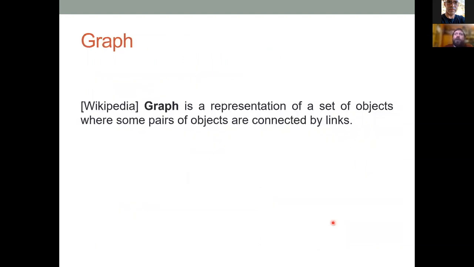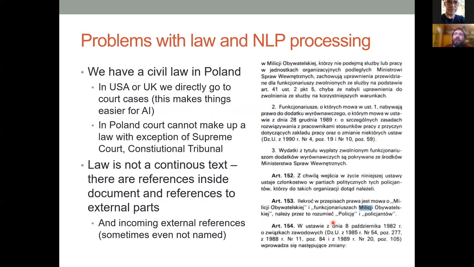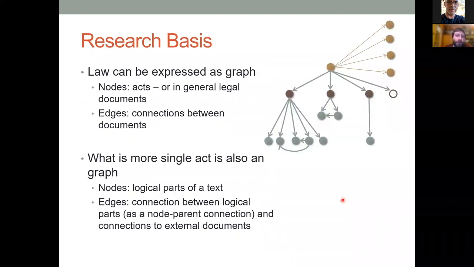So a graph is a representation of a set of objects where some pairs of objects are connected by links. And notice that this is exactly this case. We have references, we have nodes, we have the logical parts. So basically, the law can be expressed as a graph, in fact a multigraph, because there is a possibility of multiple connections to the same node. So it's safer to say that it's a multigraph, but I would rather refer to it as a graph.